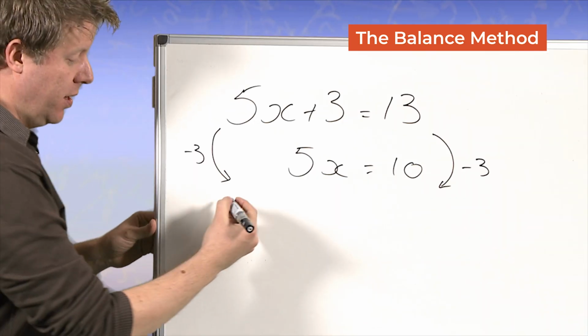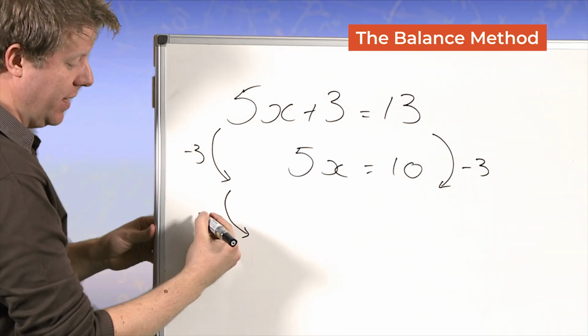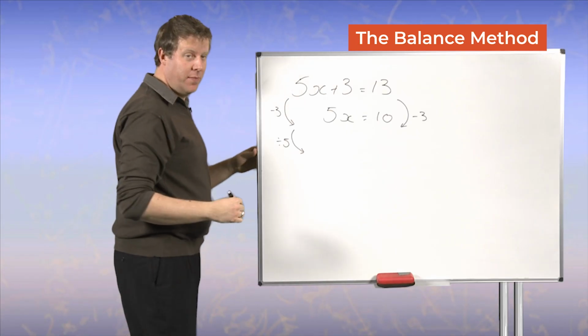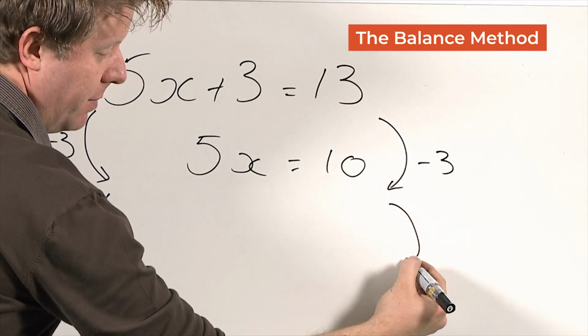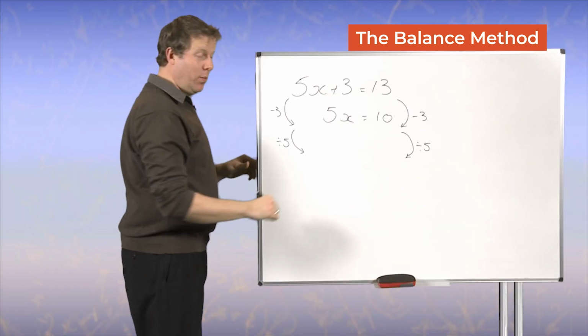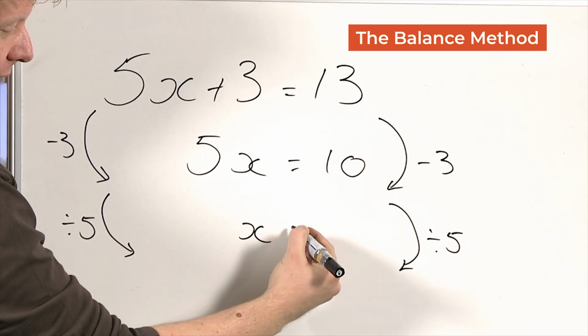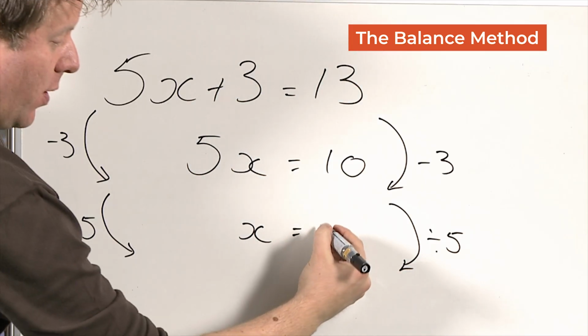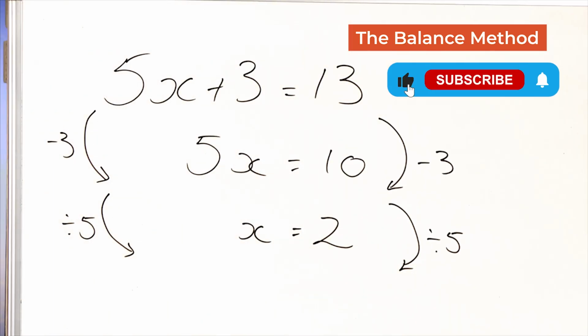So in order to eliminate that from the right-hand side, I would do the opposite, which is to divide by 5. And remember, do the same to the right-hand side. So this will leave me with x on its own on the left-hand side, and 10 divided by 5 gives us our answer of 2.